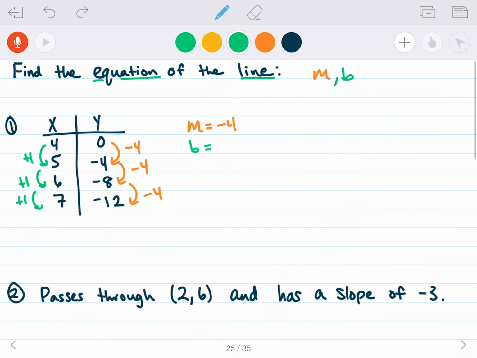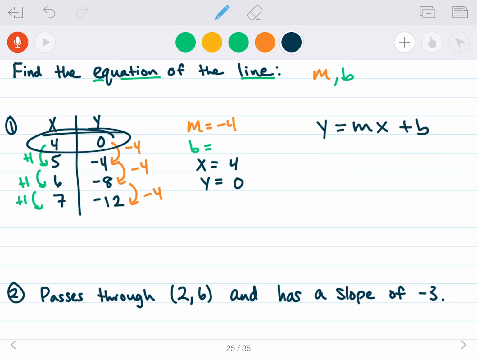So pick any pair x comma y. I'm going to pick the first one. It looks easiest. When x is 4, y is 0. And plug this into your basic equation. Okay? So we're looking for b. We know what x is, we know what y is, we know what m is. So we have y, which is 0, equals m, which is negative 4, times x, which is 4, plus b.